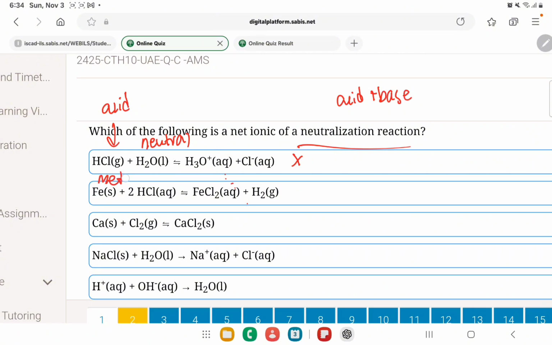Fe metal, HCl acid. That's wrong, again, because we need an acid and a base. Ca metal, Cl, not sure. So anyways, metal, wrong. NaCl base, H2O neutral, wrong. H plus acid, OH minus base, so it's correct. And also H2O is neutral, so it's correct.